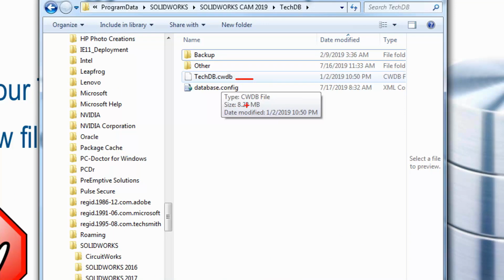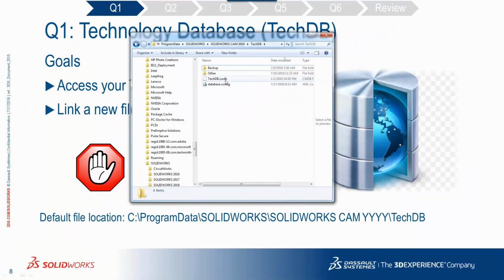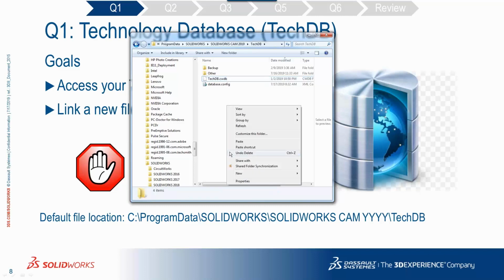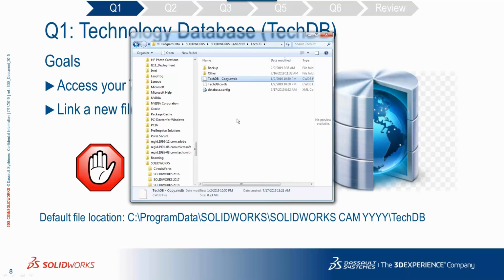And so this file, we actually want to create a copy of it and rename it, so that way we don't write over our production environment database file, and we keep the original intact. So I'm just going to create a copy and paste it in the same file location, and then rename that file to TechDB, and I'll call it sample exam.